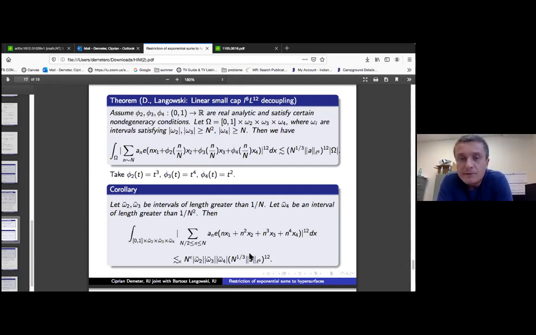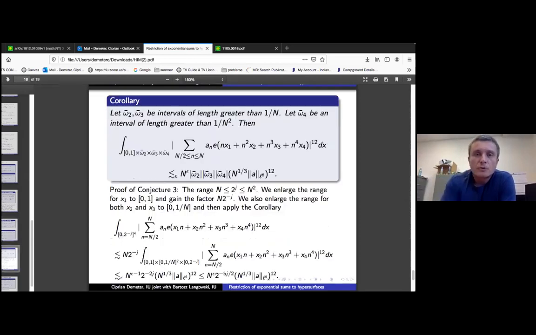Okay, so that's the idea of a small cap decoupling. You no longer have the periodicity interval associated with the exponential sum. You take it to be a bit smaller. What do you do with such a corollary? So here's again the corollary.